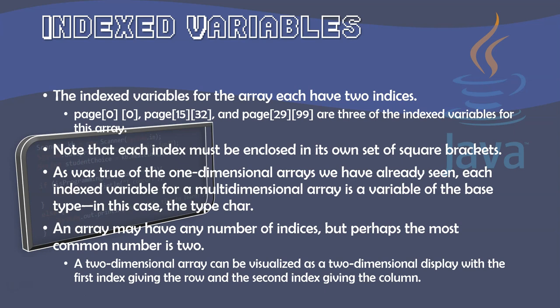Now, an array may have any number of indices, but perhaps the most common number is 2. Anytime we work with arrays, the most common ones are going to be either one-dimensional or two-dimensional. A two-dimensional array can be visualized as a two-dimensional display, with the first index giving the row and the second index giving the column.